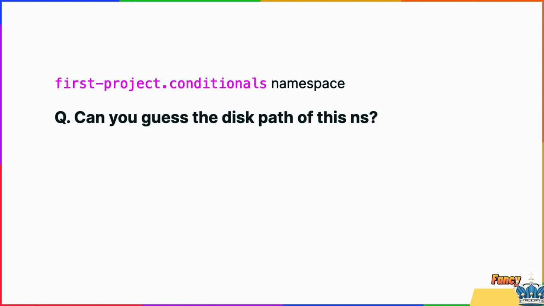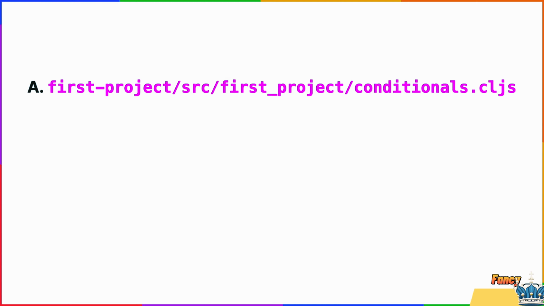In this chapter, we will learn about various conditional functions. The code examples are present in the first-project.conditionals namespace. What is the correct path for this namespace? If you guessed it right, great. If you got it wrong, you might want to review the chapter on project structure again.